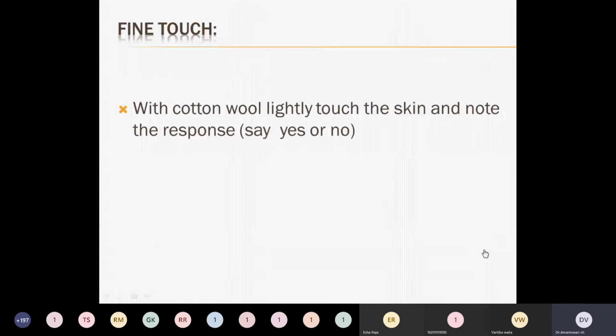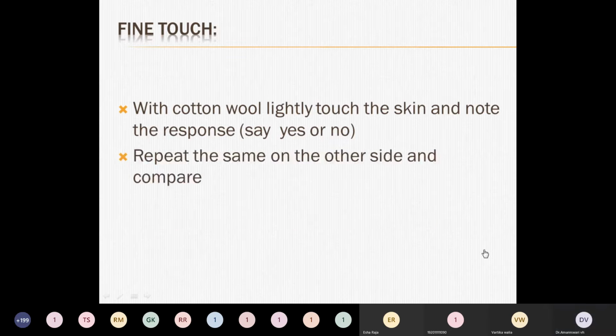So now the first sensation you are going to check is fine touch. To do this, you need cotton wool. With cotton wool, lightly touch the skin and note the response. The subject will say yes, I am able to feel the cotton wool, and if he is not able to perceive, he says no. Next, repeat the same on the other side and compare.